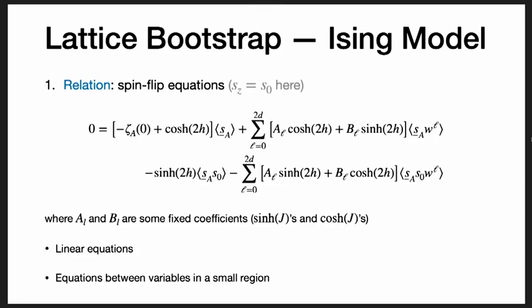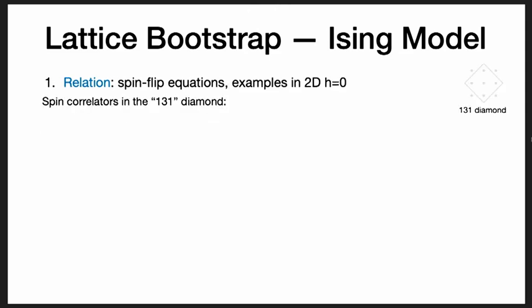Oh no, before the example. Yes, so this is how the relation looks. It's a bit ugly, but it's very nice. Let me just point out that it's linear in the observables we wish to constrain, with some coefficients that depend on the magnetic field, and these A's and B's are some functions of J's, some cinches and coches of J's. Very explicit. But the important point is that they're linear, and as we'll see in a second, they're equations between variables within a small region, because when you flip the sign, only things that are around it are affected, but nothing else.